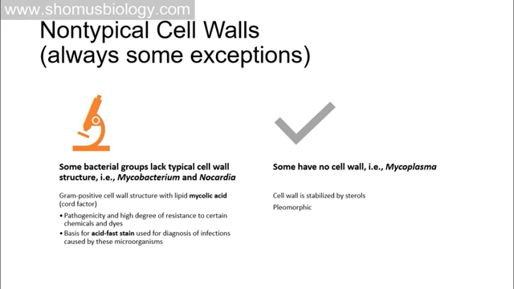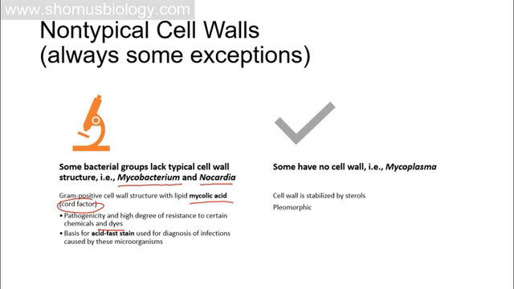So till this point we've been talking about the cell wall component of bacteria. Now there are also non-typical cell walls. Some bacterial groups lack typical cell wall structure. Example, Mycobacterium and Nocardia. Gram-positive cell wall structure with lipid mycolic acid, which is also known as the cord factor, is present. Pathogenicity and a high degree of resistance to certain chemicals or dyes are there in cases where there is a modification of the cell wall.